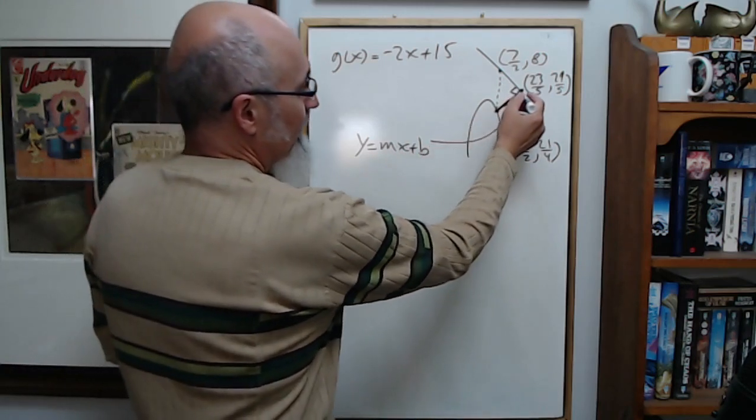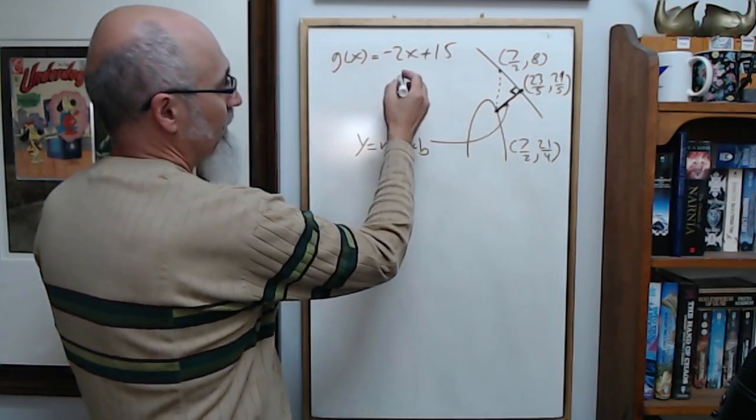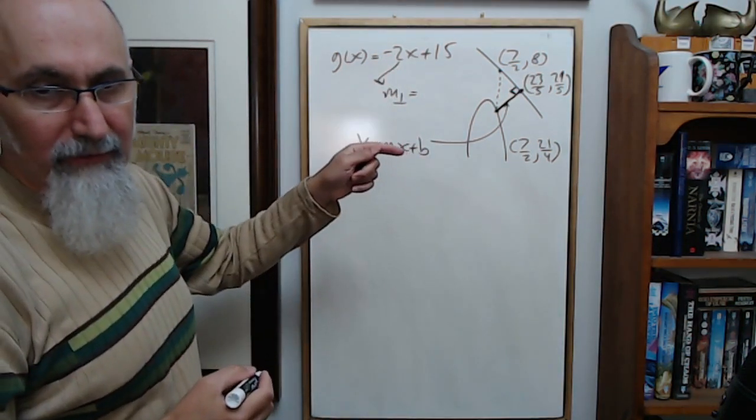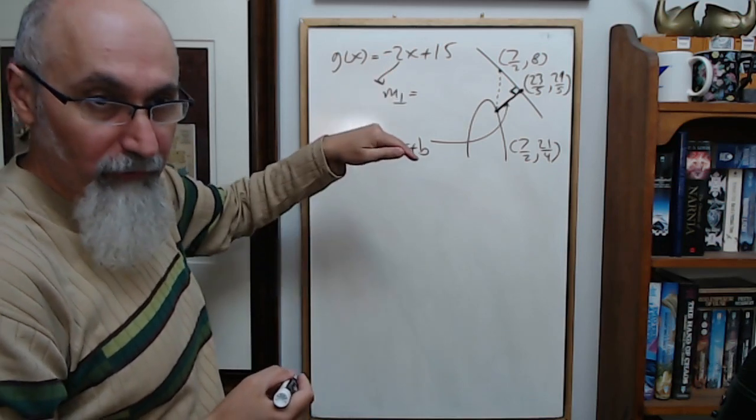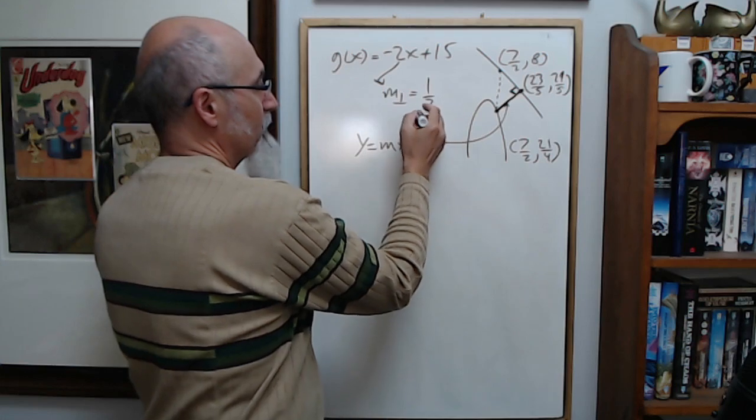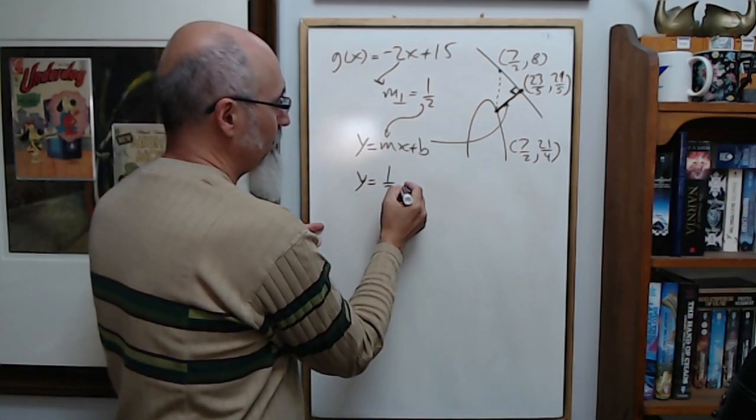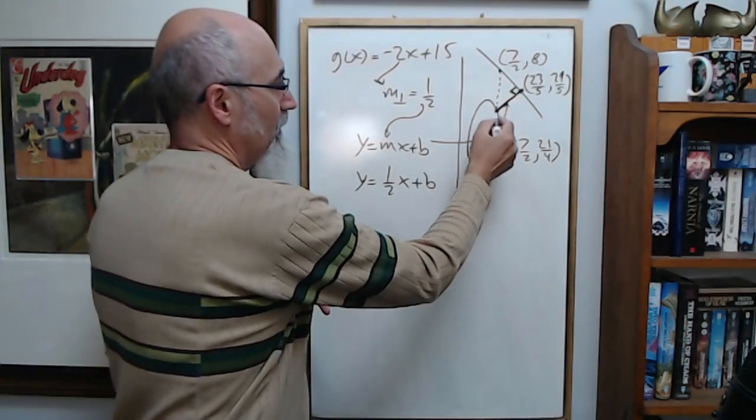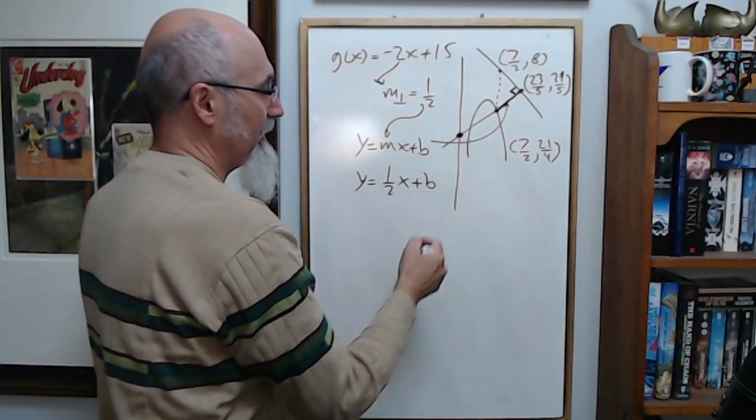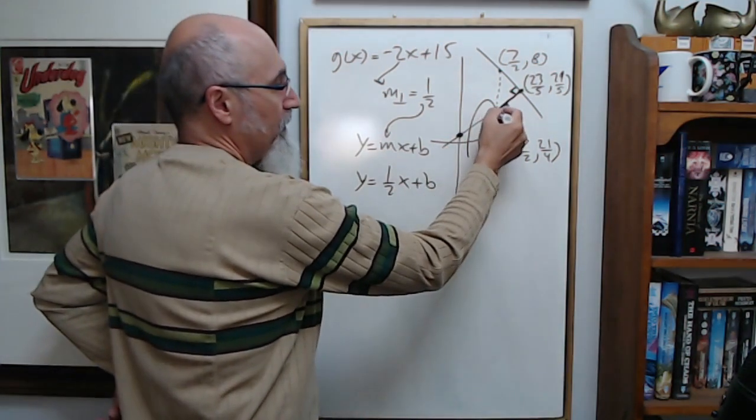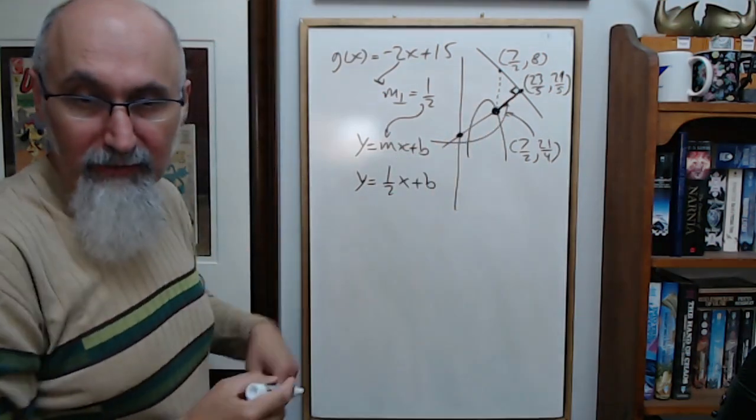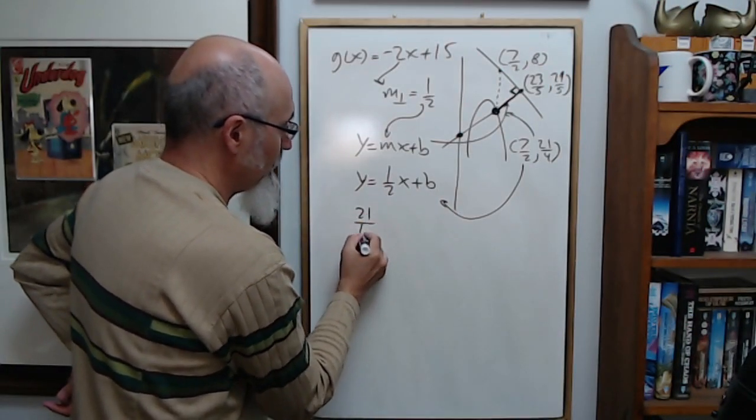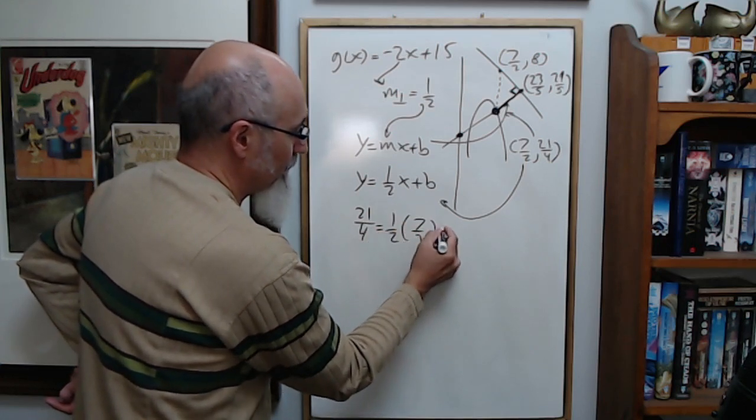So if this line is perpendicular to this line, then the slope of the perpendicular is going to be the negative reciprocal of that. Negative reciprocal of negative 2 is 1 over 2. You flip it and change the sign, right? So that means we have m, so y is equal to 1 over 2 x plus b. Now we need to find the b, which is the y-intercept. The y-intercept would have been like here somewhere. So we need to find that point. That's your b. So all you got to do is plug in a point you know that's going to be on the line to find your b. So you're going to take this point and plug it in for x and y. You're going to get 21 over 4 is equal to 1 over 2 times 7 over 2 plus b.